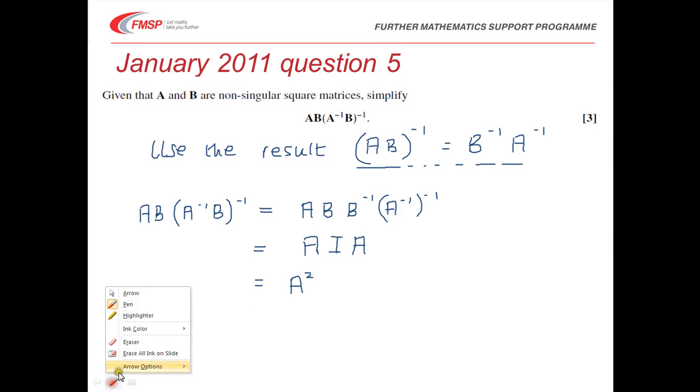In terms of marks, there were just 3 marks for the question, but you are getting a method mark for making sure we know this result and use it. You're getting a B1 mark for seeing here that the inverse of the inverse is just back to the matrix A, and then you're getting an accuracy mark for ending up with the simplified expression A squared.